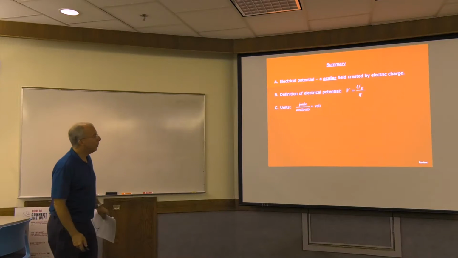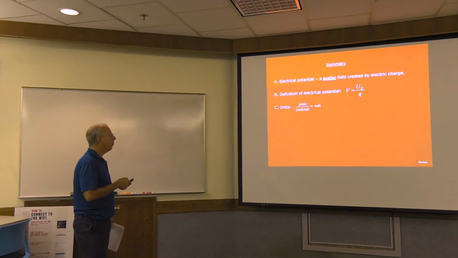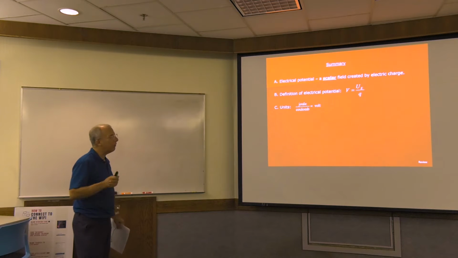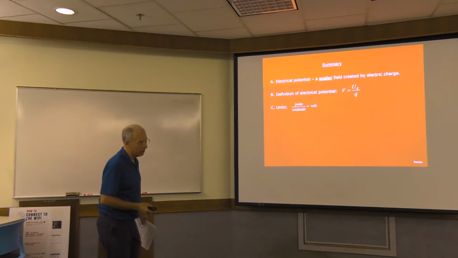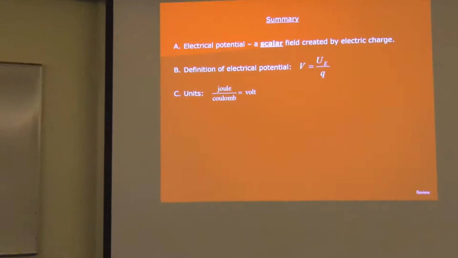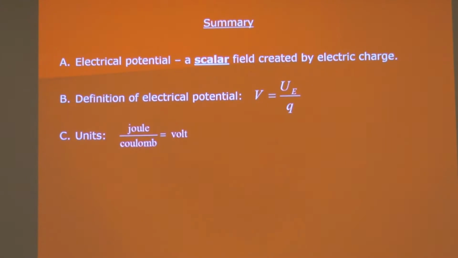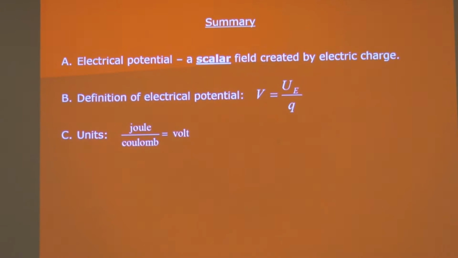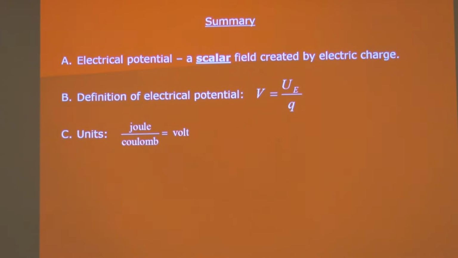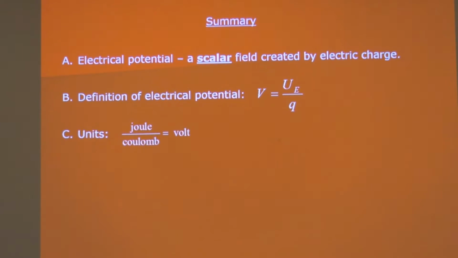All right, so let's review. The electrical potential is a scalar field created by an electric charge. We spent many chapters talking about the fact that an electrical charge creates an E field, and that's one way of looking at it. We're looking at it a different way. So here we have a V field, a scalar field.